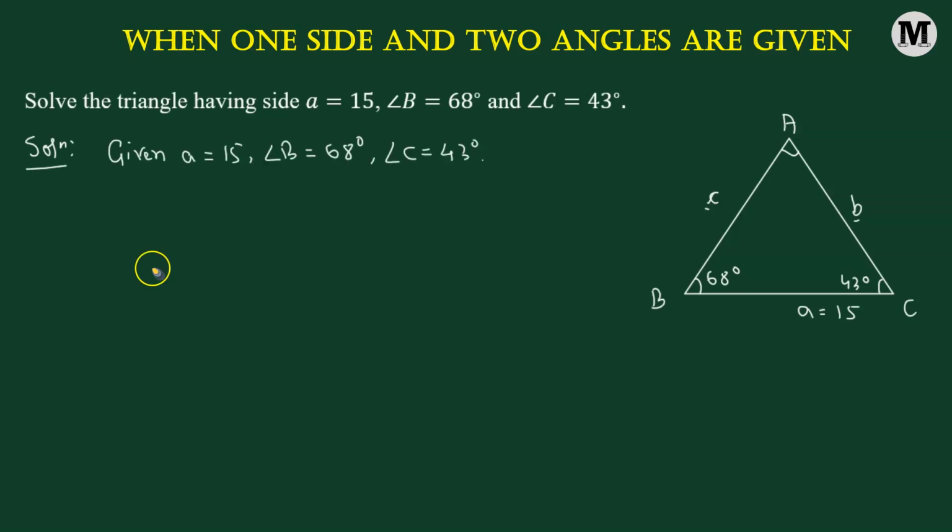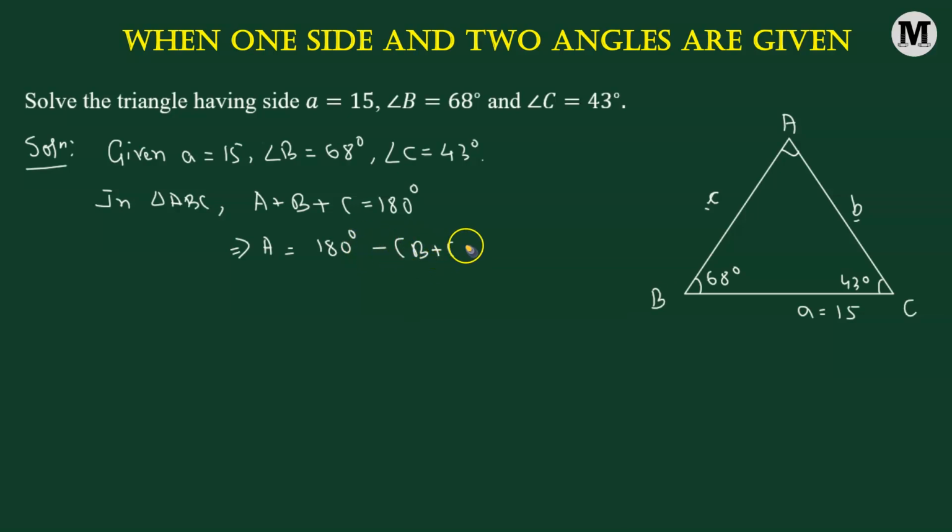Okay, let us begin. In the first step, we're going to compute the angle measure of A. Now we know that in triangle ABC, the sum of the three angles of a triangle always adds up to 180 degrees. So we have A plus B plus C equals 180 degrees, which means that to find the angle measure A, all we have to do is subtract from 180 degrees the sum of the angles B and C. So this is going to give us a value equal to 69 degrees. So we have obtained the angle measure of A, and it came out as 69 degrees.